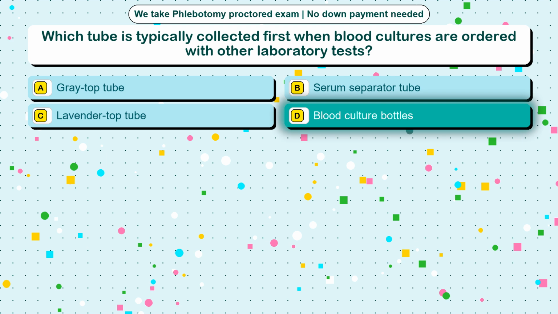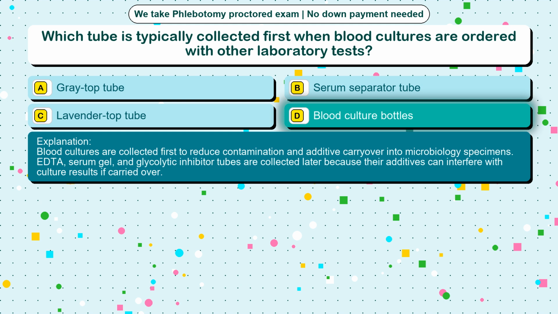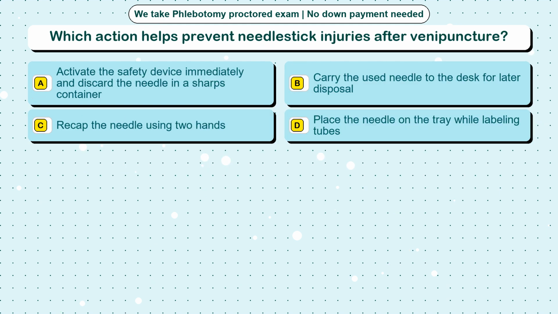The correct answer is option D, blood culture bottles. Blood cultures are collected first to reduce contamination and additive carryover into microbiology specimens. EDTA, serum gel, and glycolytic inhibitor tubes are collected later because their additives can interfere with culture results if carried over.